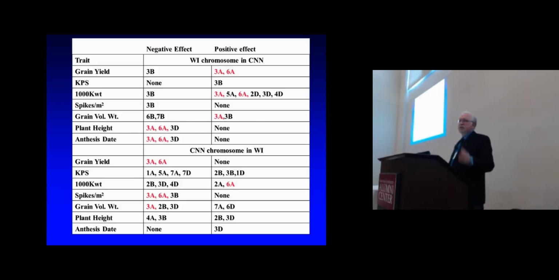Now we did all the components of yield, and what was interesting, just for your sake, is that if you look at the Wichita chromosomes in Cheyenne, and I've highlighted them in red, 3A and 6A increase yield. How do they do it? Mainly by kernel weight. If you look at Cheyenne put in Wichita and see how it decreased yield, it's mainly by tillering. So you're changing the phenology of the plant is really what it comes down to.